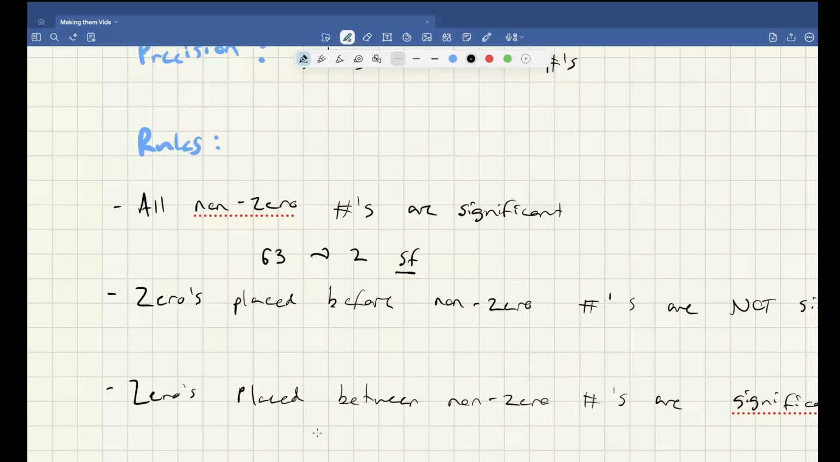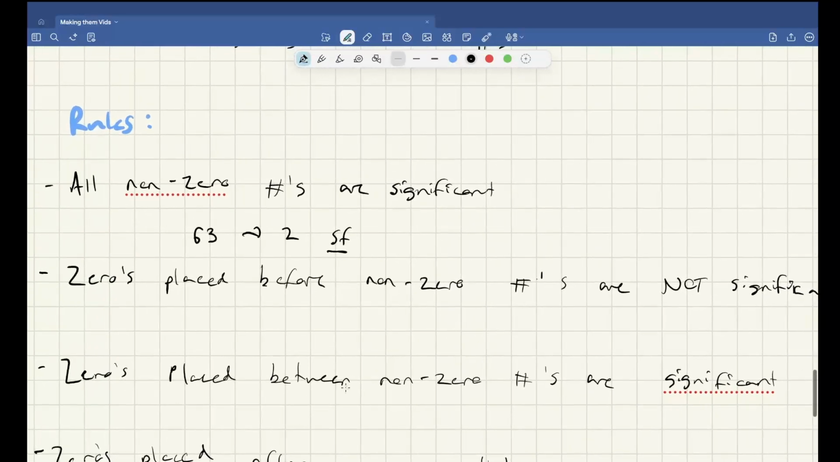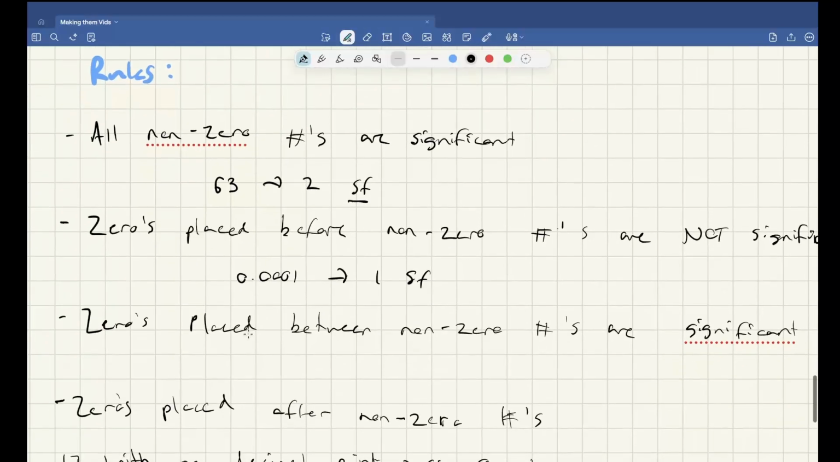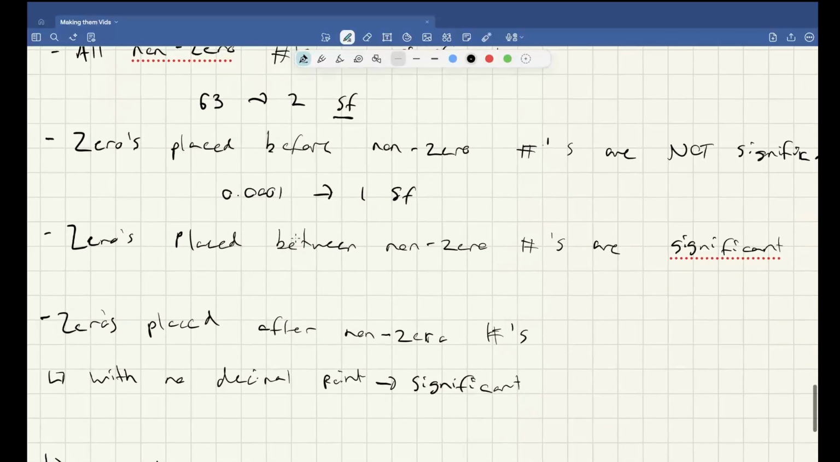So the next one. Zeros placed before non-zero numbers are not significant. So for example, let's say we have 0.0001. How many sig figs? It is 1 sig fig, because anything before this is not significant. Right, the next rule is zeros placed between non-zero numbers are significant. So let's say we have 0.1007. This would be 4 sig figs.